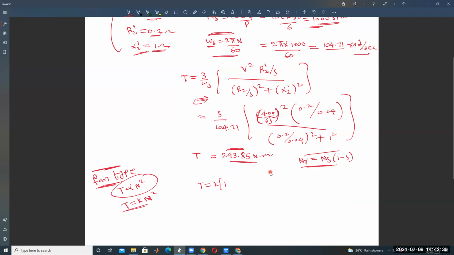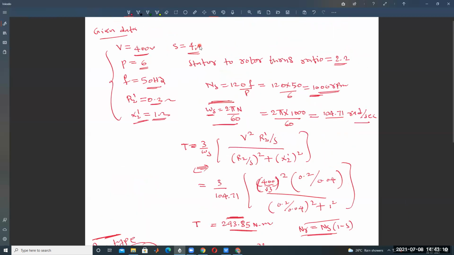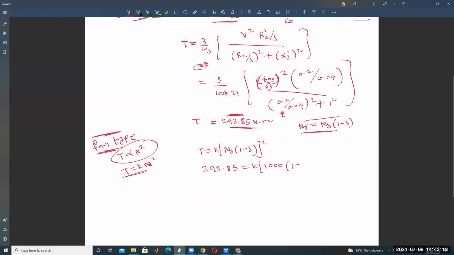Torque is K into N squared, that is K into (N_S into (1 minus S)) squared. Am I right or not? Substitute here: 293.85 is equal to K into, what is N_S here? The synchronous speed, how much? 1000. Into (1 minus S). How much slip here? Slip is 0.04.